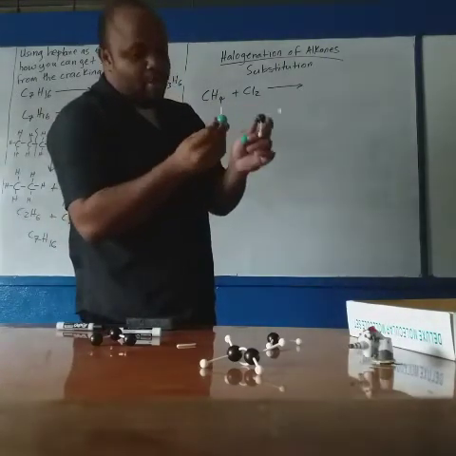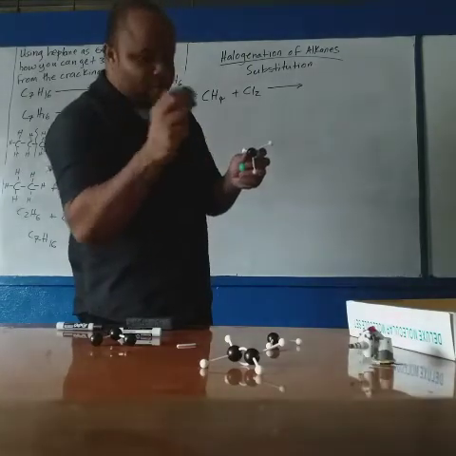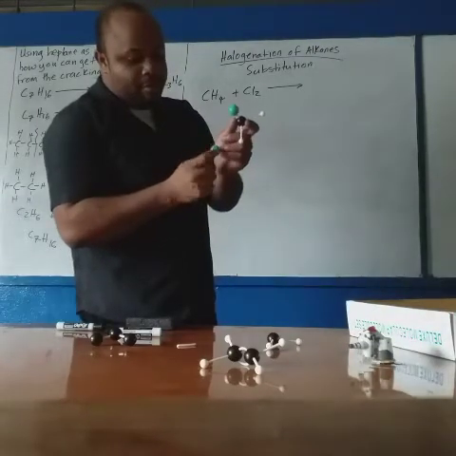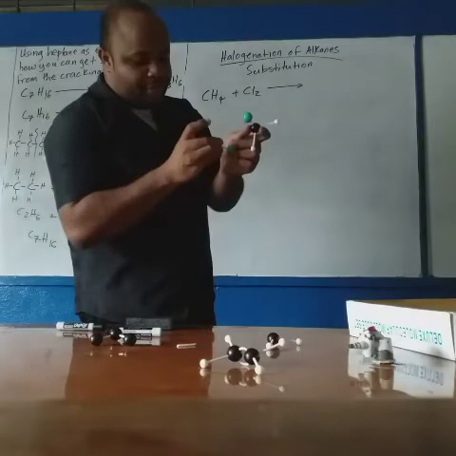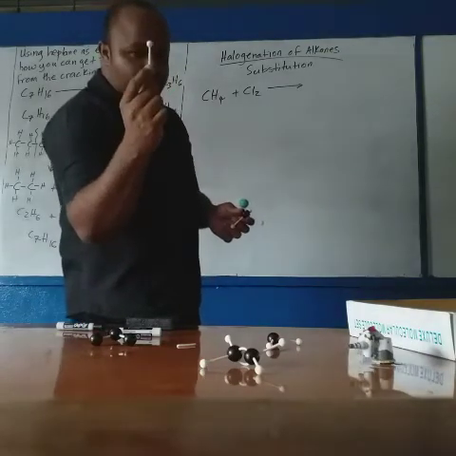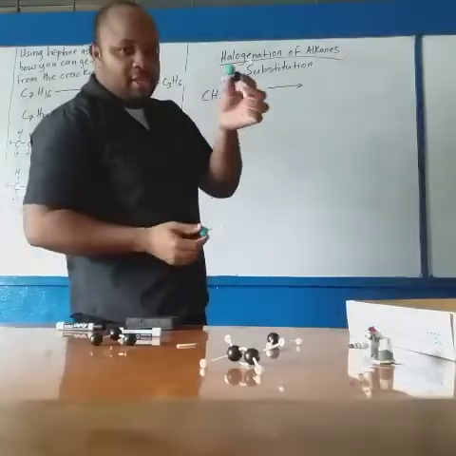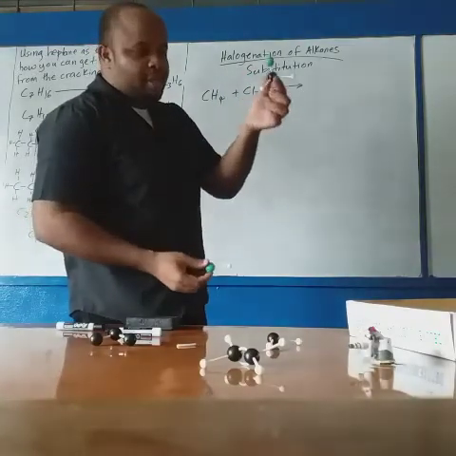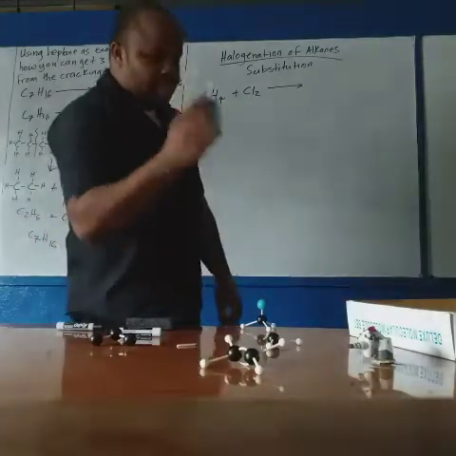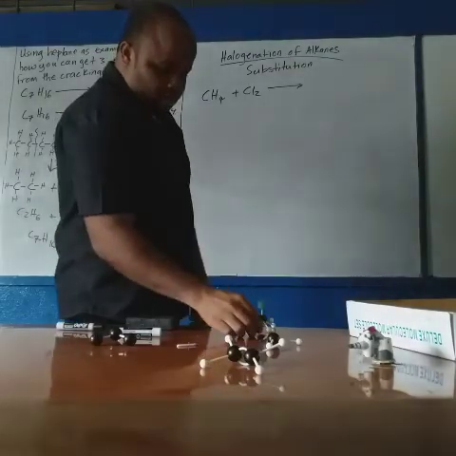The chlorine to chlorine bond, it breaks. When it breaks, one chlorine goes on the carbon atom, and the other chlorine now forms a bond with the hydrogen. So you have hydrogen and chlorine, HCl, hydrogen chloride. And then you have chlorine and methane, that is chloromethane. So you have chloromethane and hydrogen chloride. When HCl is a gas, it's hydrogen chloride. You dissolve it in water, that's hydrochloric acid.